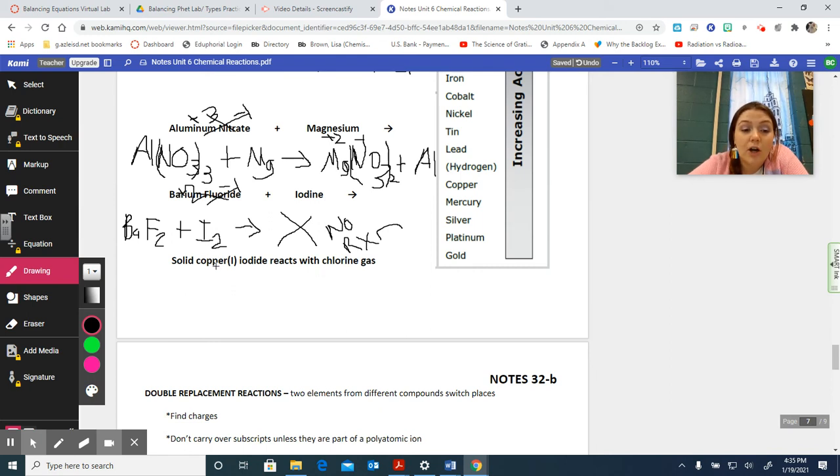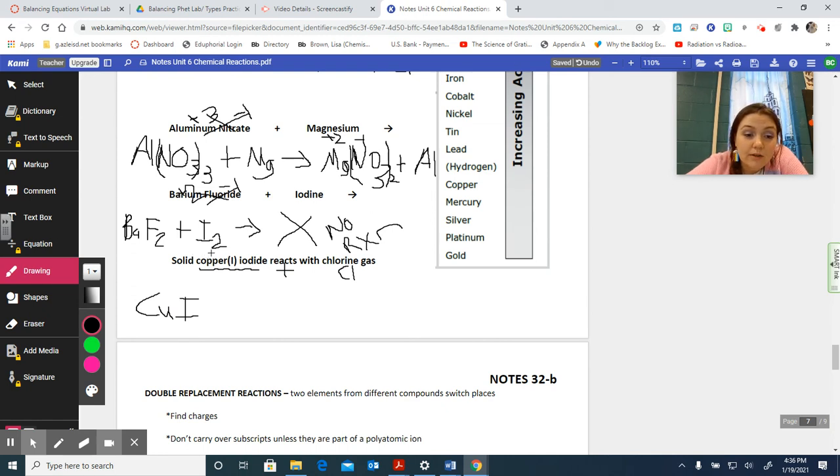It says solid copper 1 iodide. Well, they're written together, so that is my compound, copper 1 iodide, and it says it reacts. That's telling you the reacting is the plus. This is saying this reacts with this, so that's my plus sign, with chlorine gas. So that's chlorine by itself. Let's write that down here. So we got copper, which is Cu. We have iodide, which is I. But it's a compound, so I got to do my charges with a crisscross.